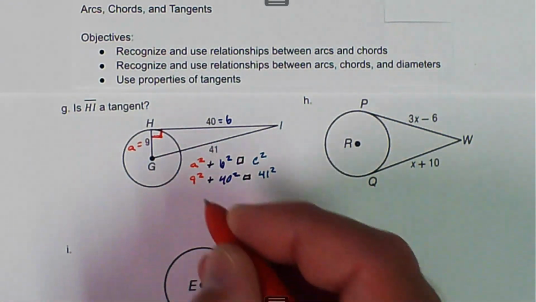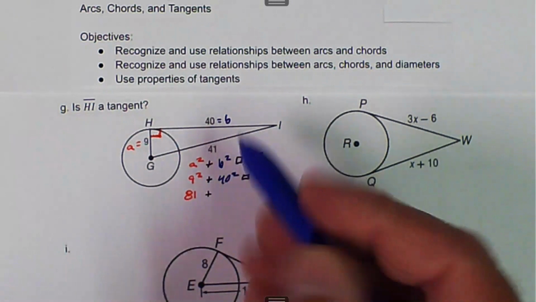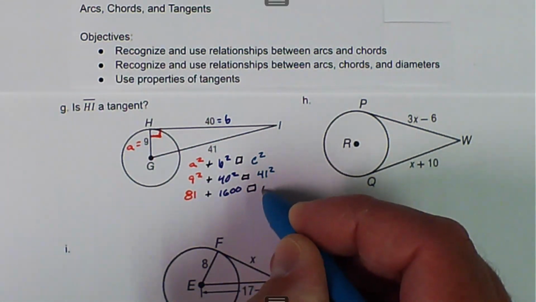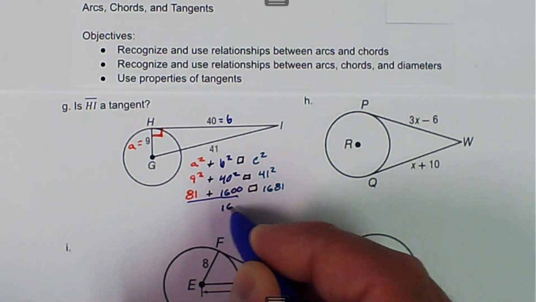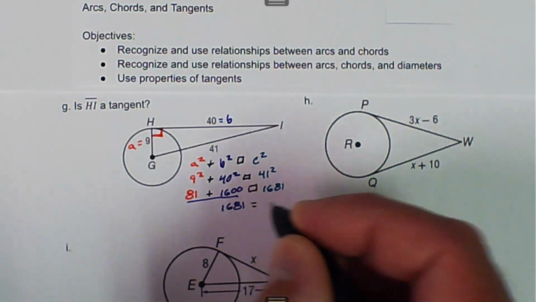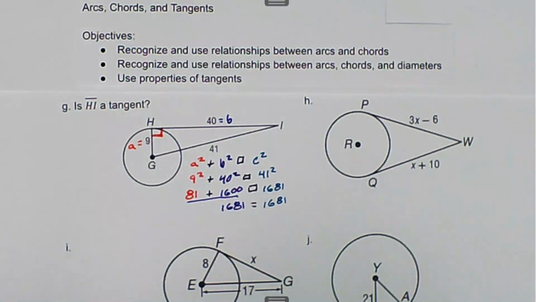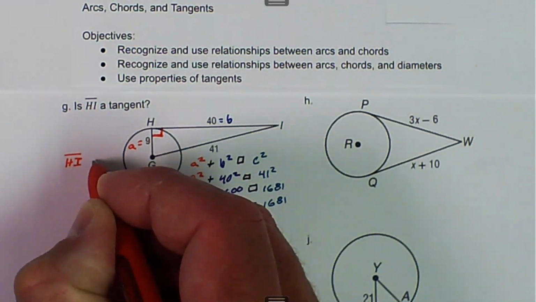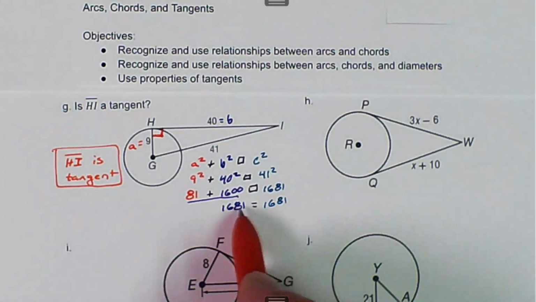So we plug those in our calculator and we get 81 plus 1600. And we're still checking to see. And 41 squared is 1681. So when we add these two together, we get 1681 is equal to 1681. So line segment HI is tangent. That was what we were checking for. So we can say line segment HI is tangent, because the Pythagorean theorem was proven true.